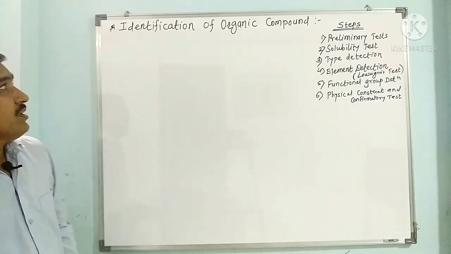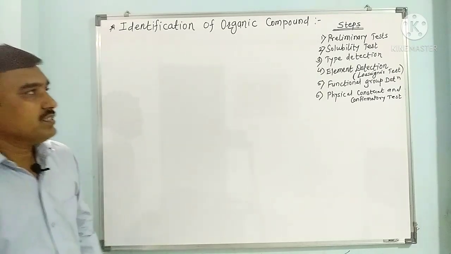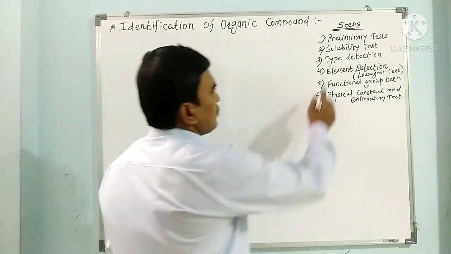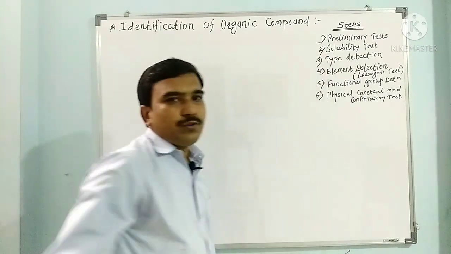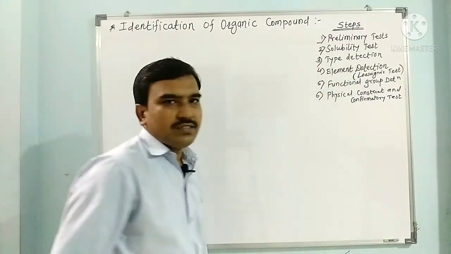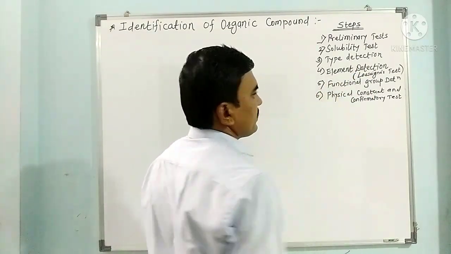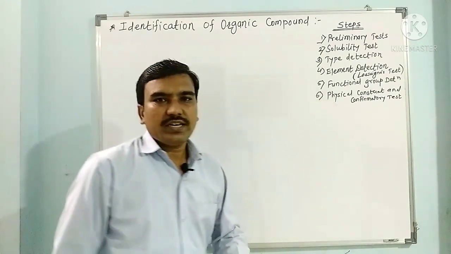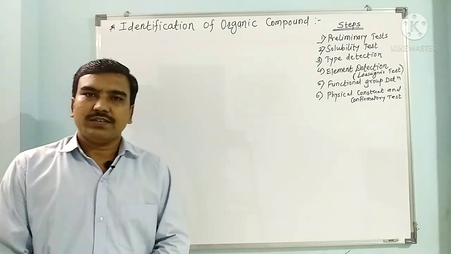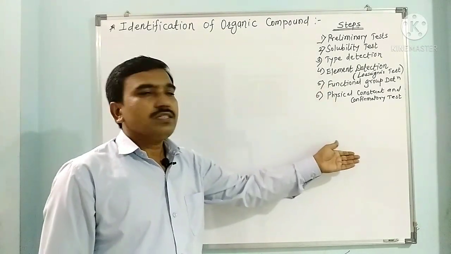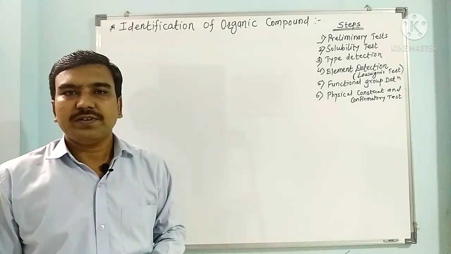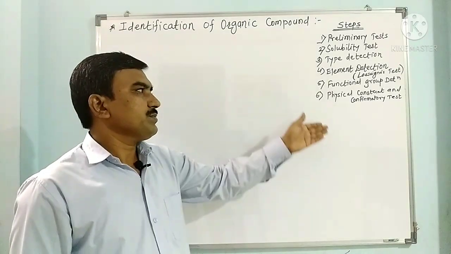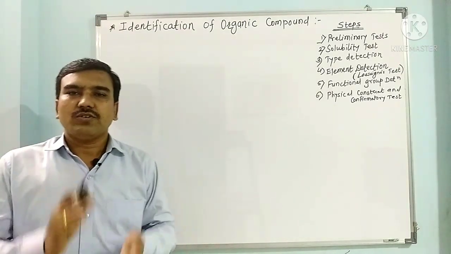In the identification of an organic compound, these very important steps are involved: preliminary test, then solubility test, detection of type of the compound, next element detection, that is Lassaigne's test, then functional group detection, to see which functional group is present, and last, physical constant and confirmatory test of the organic compound. By using these 6 important steps, we can identify the structure and name of an organic compound. So these are the important steps in the identification of any organic compound.